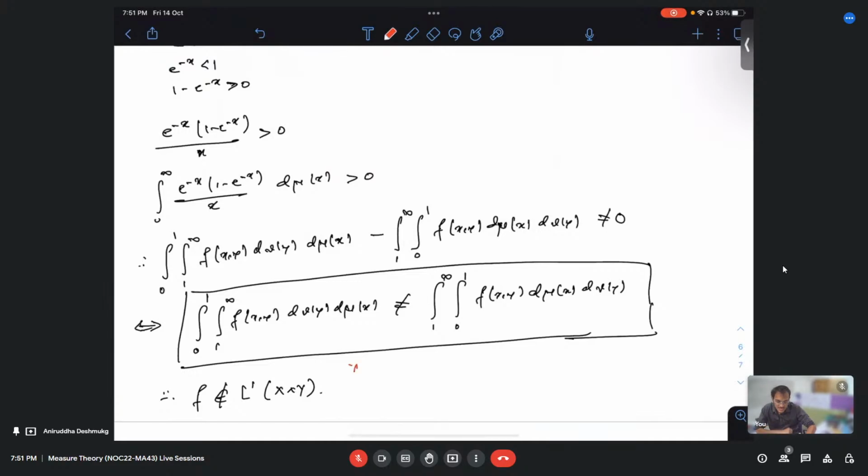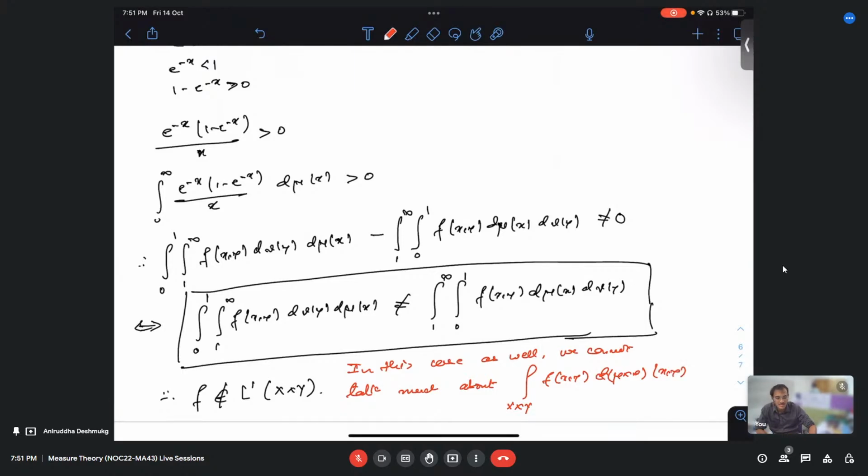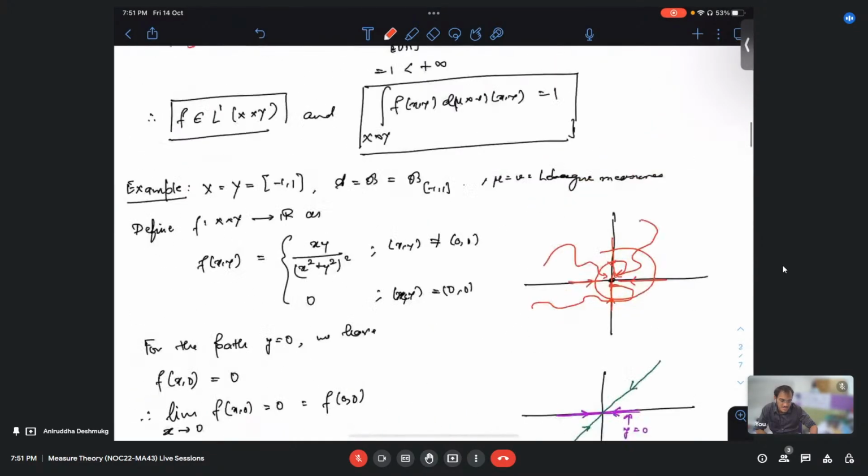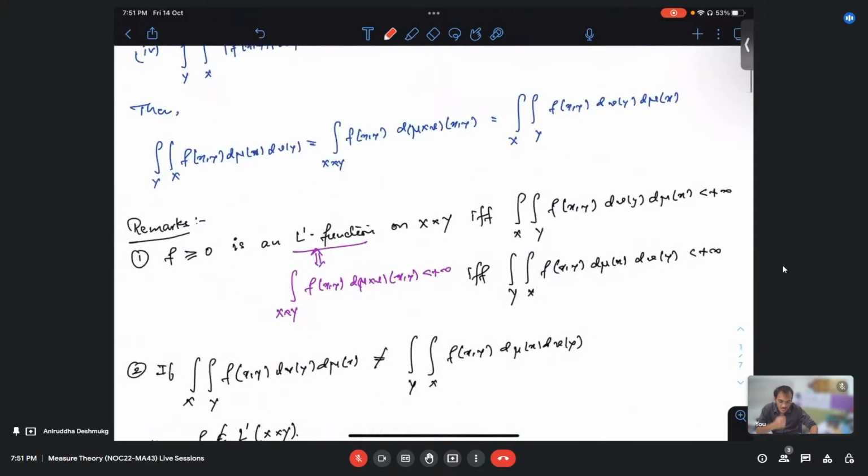So again, in this case as well, we cannot talk much about this. In fact, we cannot say anything about the integral of f on the product space X cross Y. So, all right. With this, we complete the whole essence of Fubini's theorem and all the possibilities that one can have.